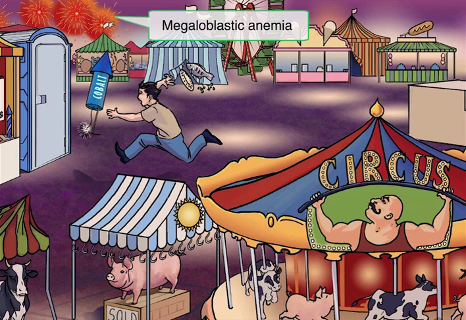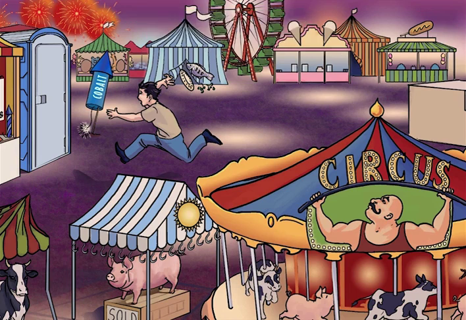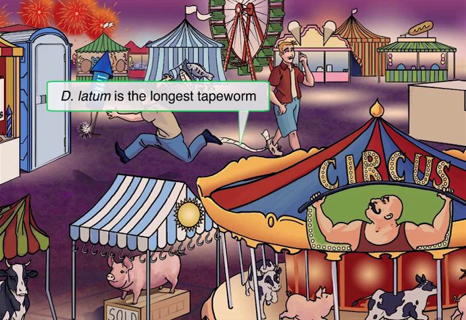Now, another interesting fact about the tapeworm is that it's the largest tapeworm and can grow up to 10 meters long. So we're going to draw this guy here who's leaving the porta potty and has an embarrassingly long piece of toilet paper stuck to his shoe. So this is again to remind you that it's the largest tapeworm.